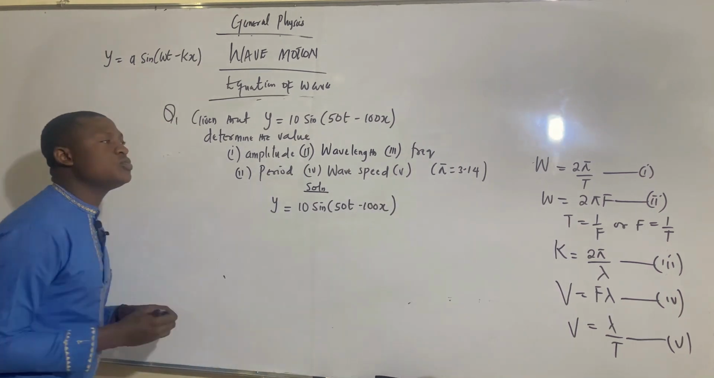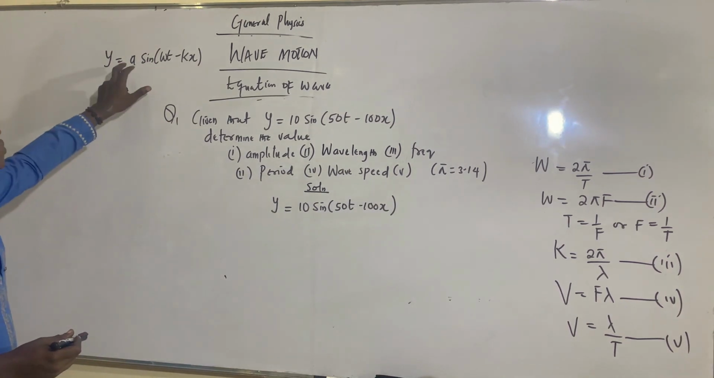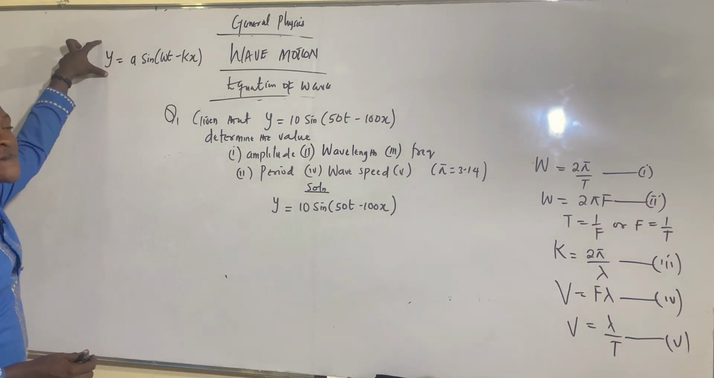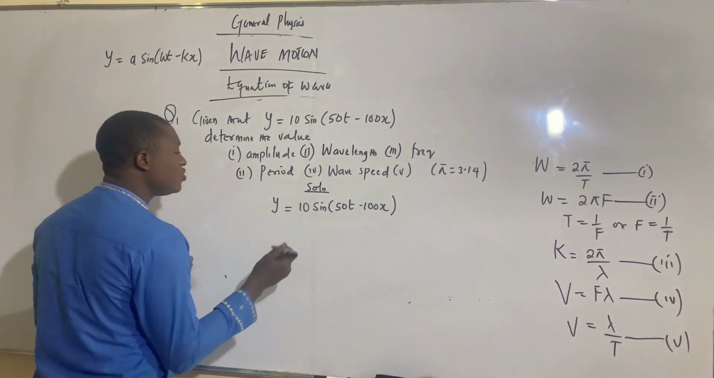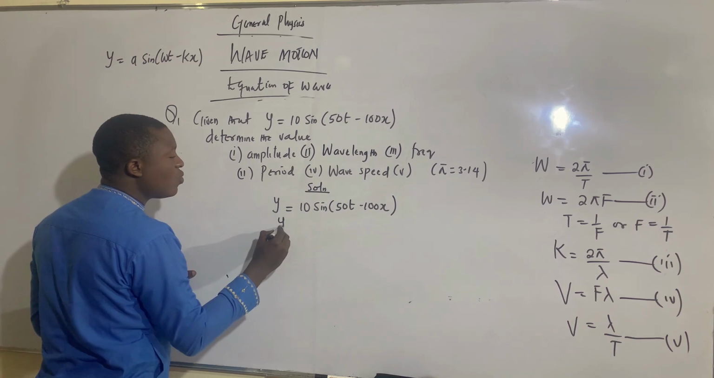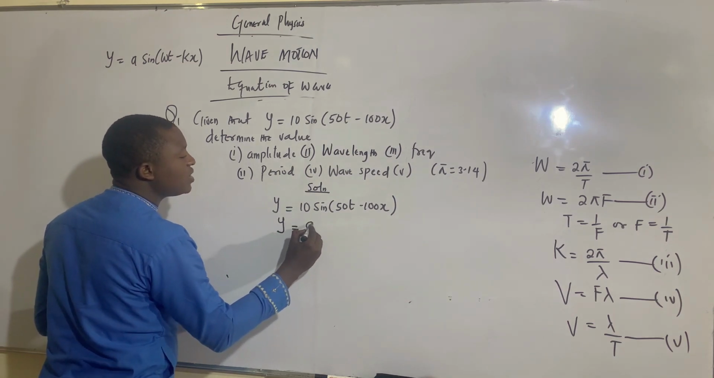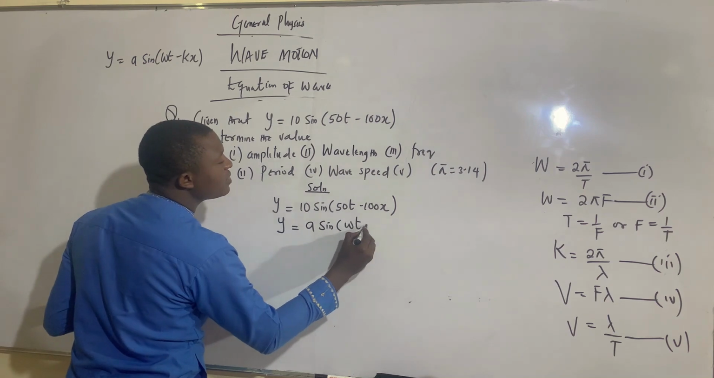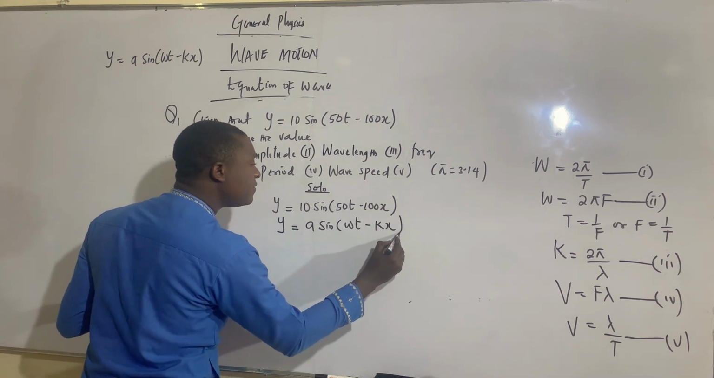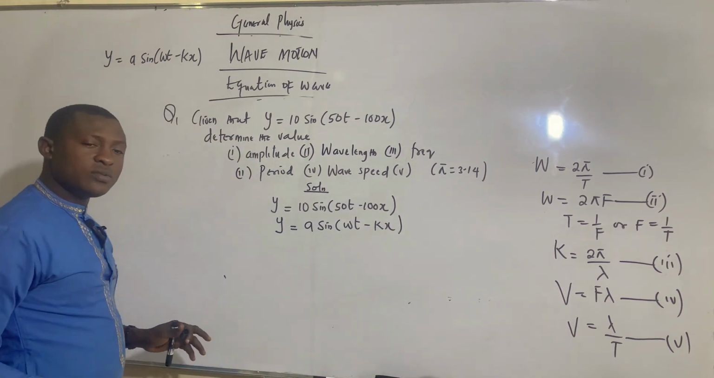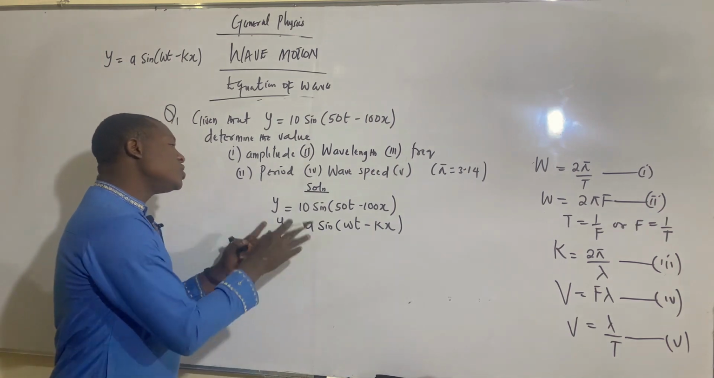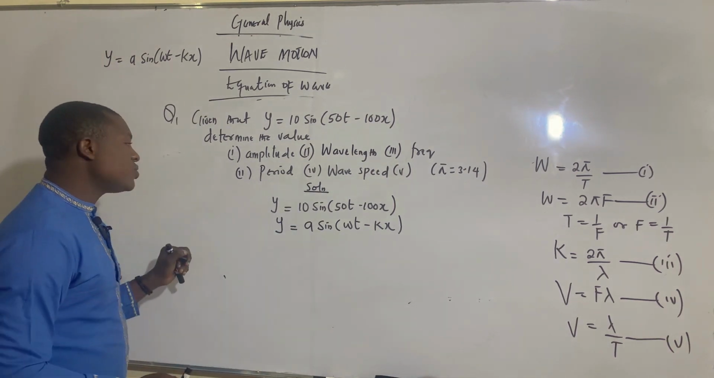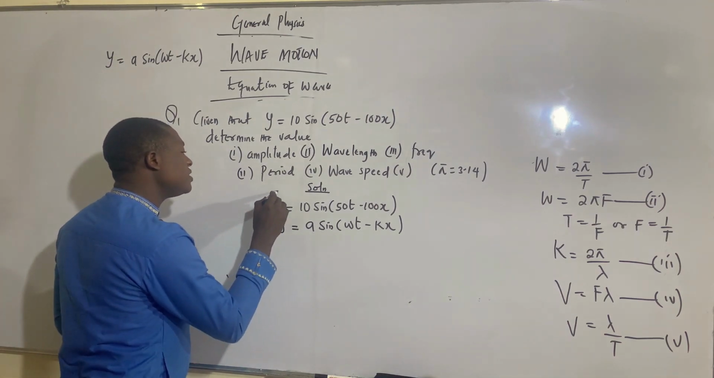So the first thing for you to do, you compare it with the general equation that we have. This is the general equation that we have. So just compare the two together. What do we have there? We have y is equal to A sine open bracket omega t minus kx. That's the first step. Are you following now? The first step to be considered, you will take the equation given to you and compare it with the general equation.